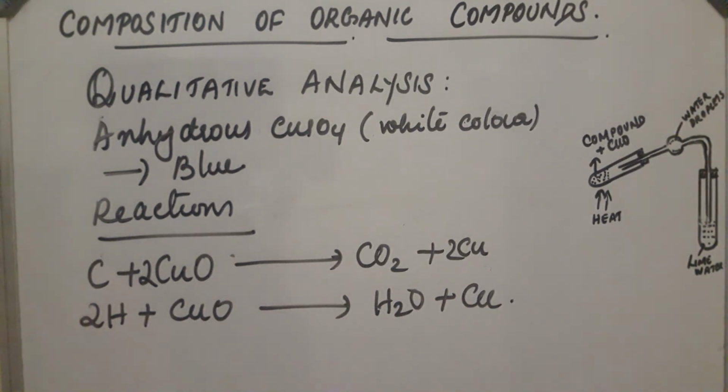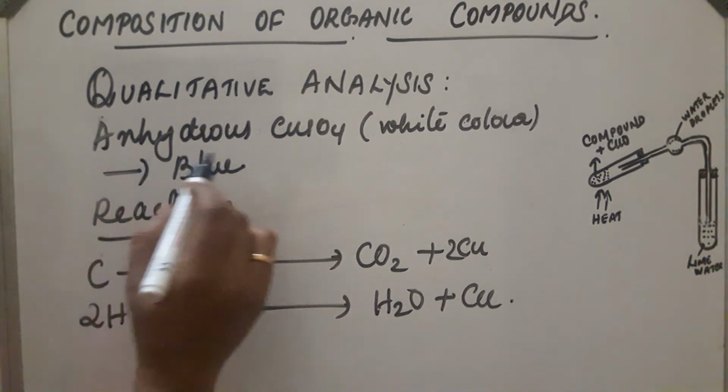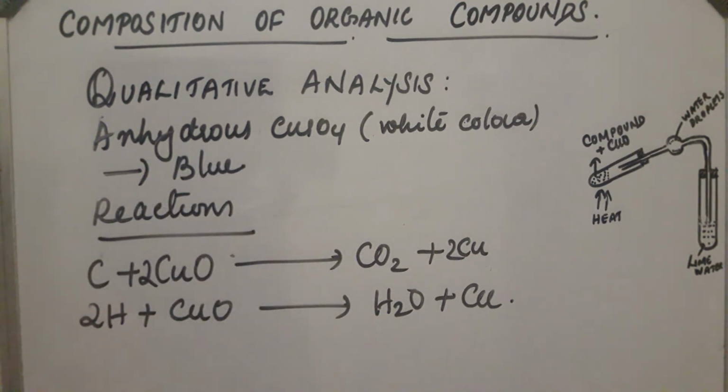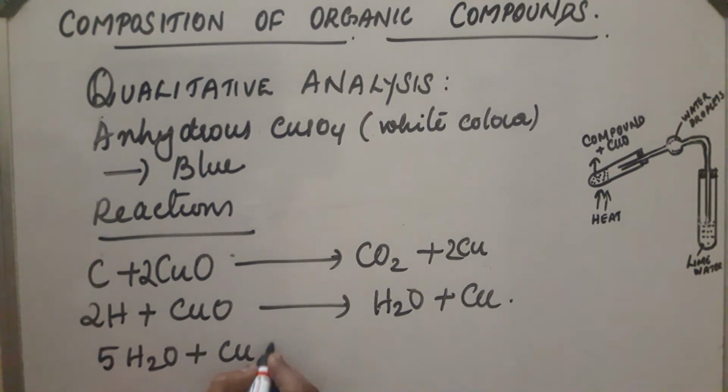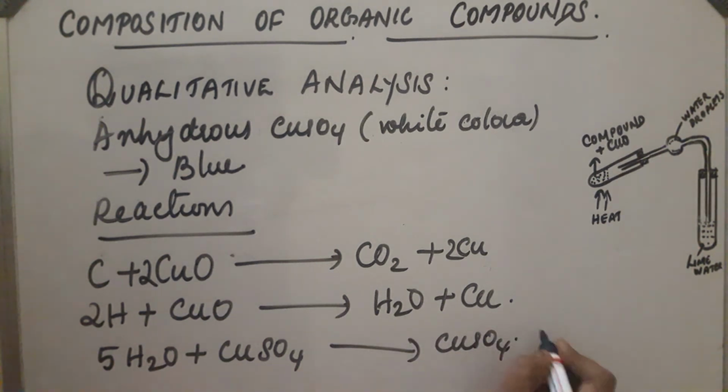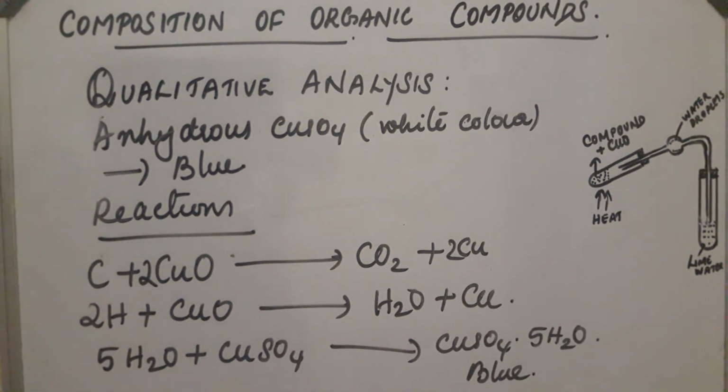Due to the presence of this water, anhydrous copper sulfate, which is white in color, gets converted into CuSO4·5H2O, hydrated copper sulfate, which is blue in color. So by identifying the color, we can detect the presence of hydrogen. This much about the detection of carbon and hydrogen.